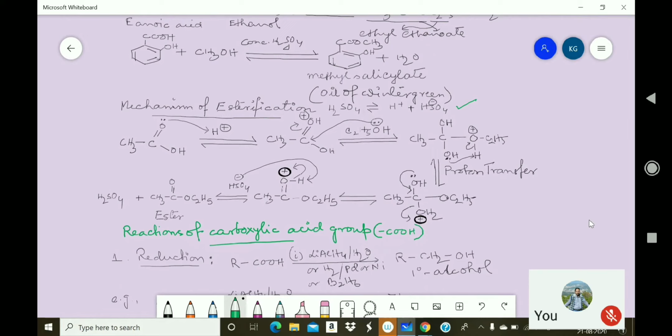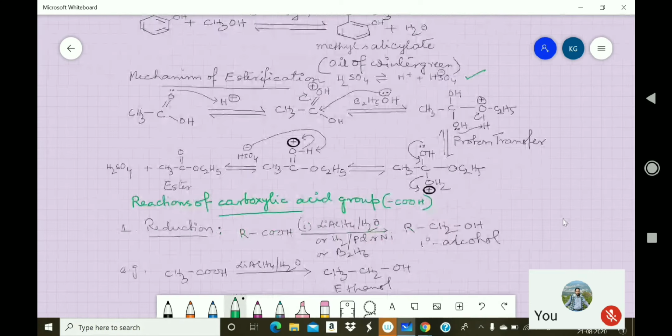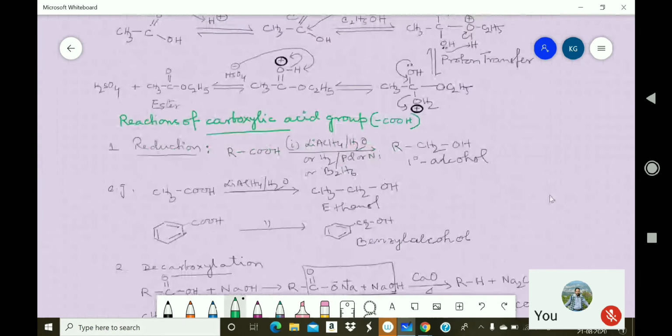That means the H plus ion is removed from here, and this H plus ion is taken away by this OH group, giving rise to this intermediate, and therefrom due to dehydration we can get this intermediate, and after deprotonation we get the ester. So this is the mechanistic way of preparation of another acid derivative called ester.